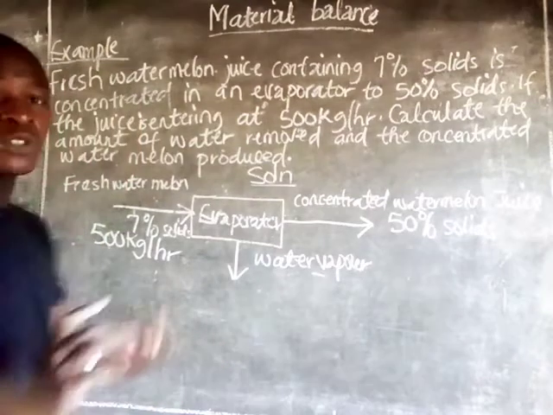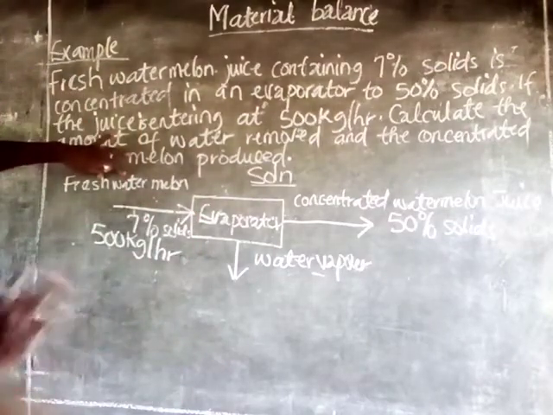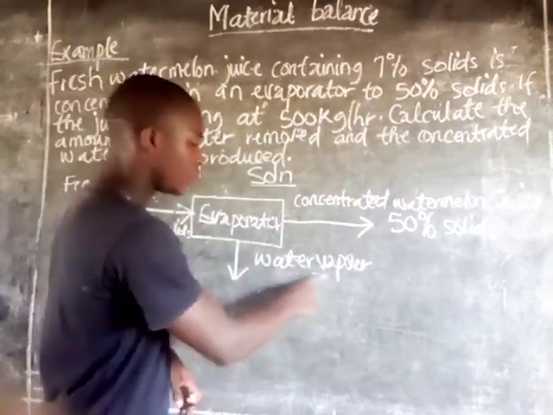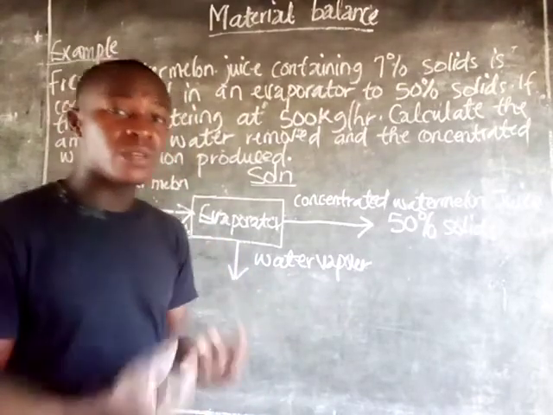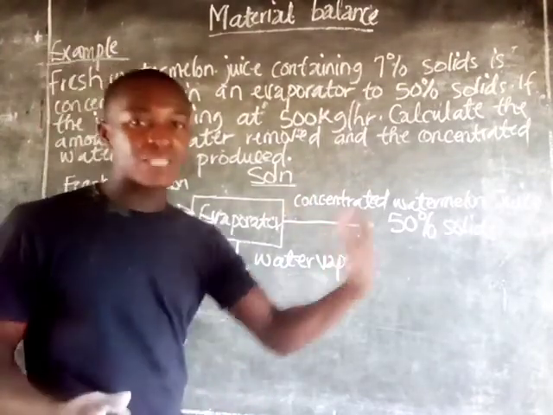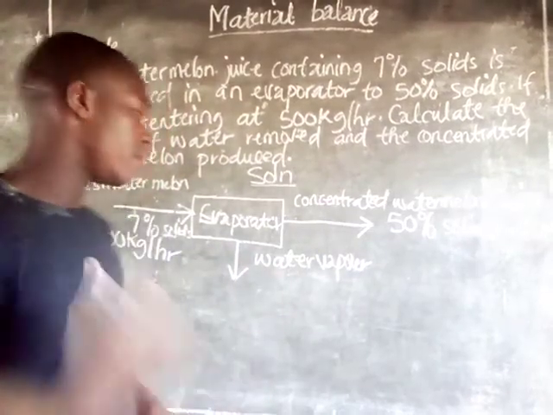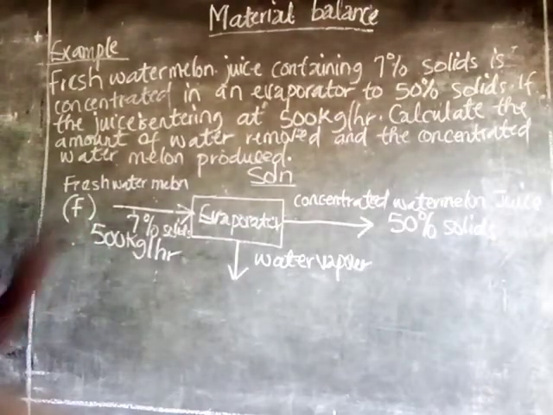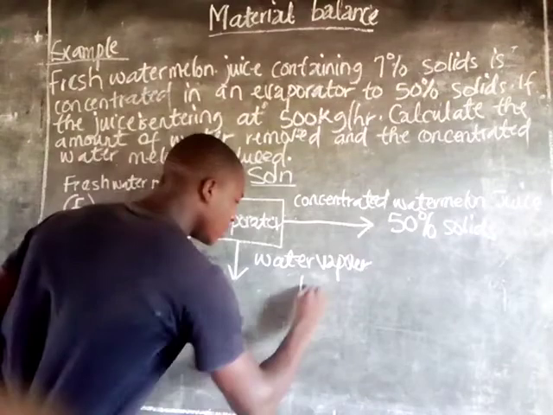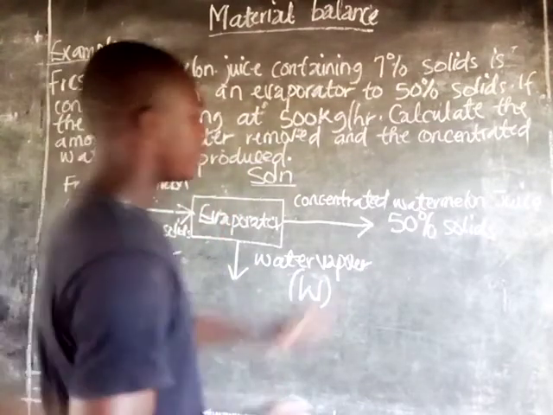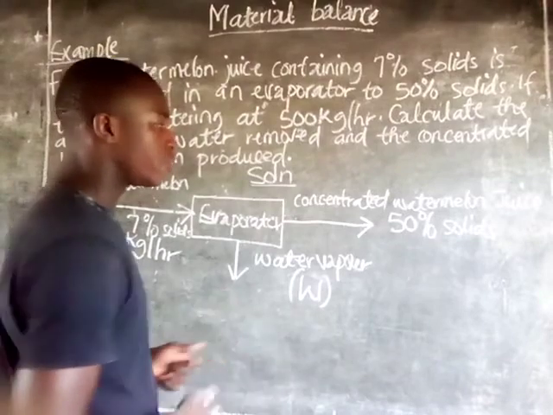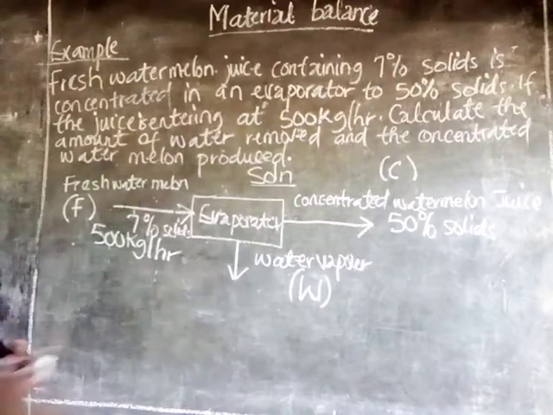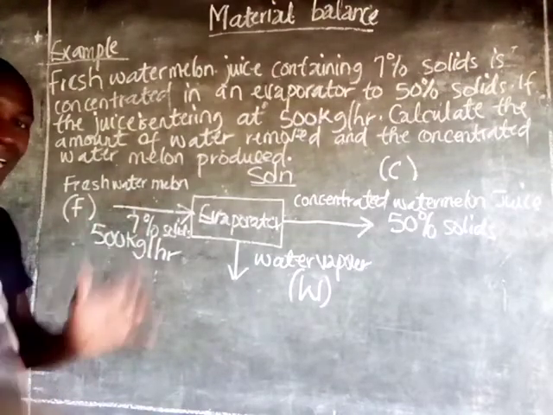And so in this question, we are going to designate the fresh watermelon with a letter, designate this with a letter and this with a letter, so that it will be easy for us to form our mass balance equation and our component mass balance equation. So for the fresh watermelon, we designate it with F. For the water vapor, we designate it with W. And for our concentrated watermelon juice, we designate it with C.